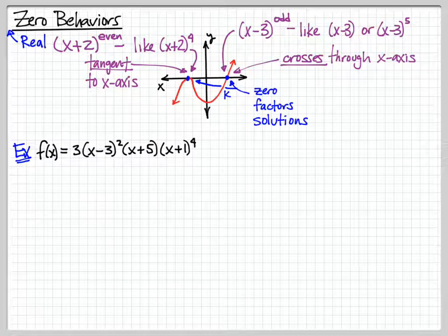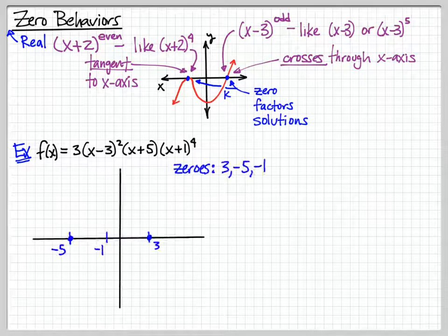So how would we use this information? If we had a function such as this, let's see how we might graph this based on this information. Let's examine the zeros. The zeros in this case are going to be 3, from x minus 3, so 3 is going to be one of our zeros. Negative 5, we invert the 5, so negative 5 and negative 1. These are the zeros of this function.